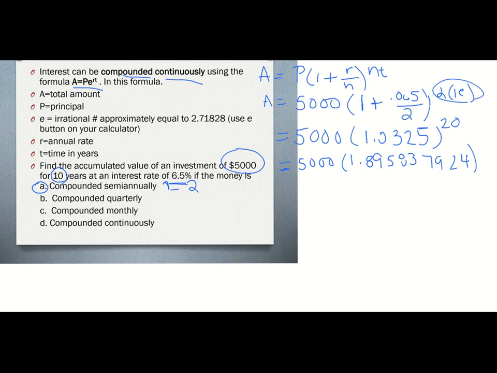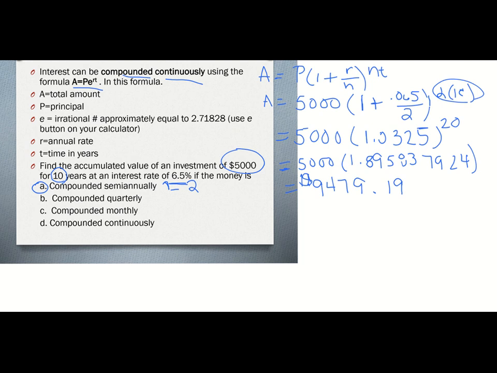And when I times that by 5,000, again, I'm going to round to the nearest hundredth, so I'll end up with $9,479, and it's 0.8962, because we want to round to the hundredths. It's going to become 0.19 or 19 cents. All right, so that's how much I would have if it's compounded semi-annually.